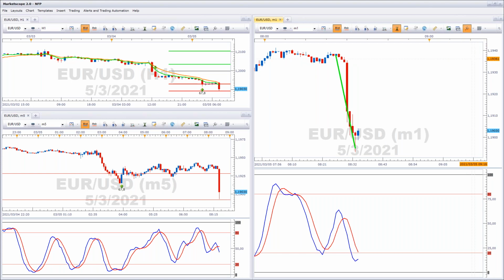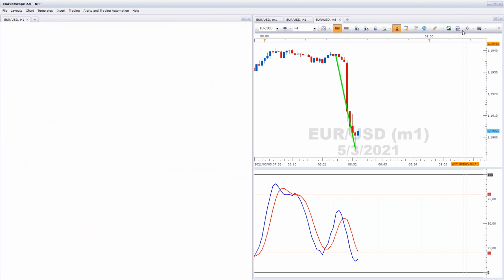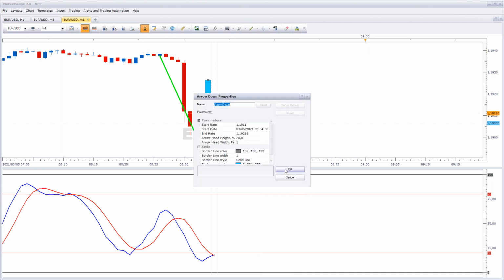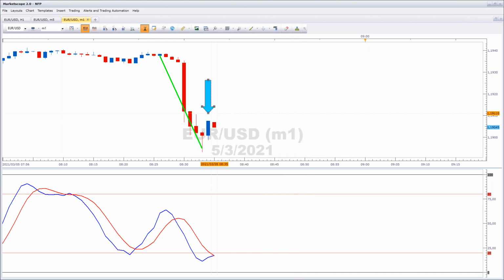Just bring this up further. Where is my arrow gone? Okay, there's my line. Sorry, I'm on the wrong thing here. Arrow. Okay. All right, here we're getting some sort of pullback. Okay, so now we're looking for our reference candle reversal.